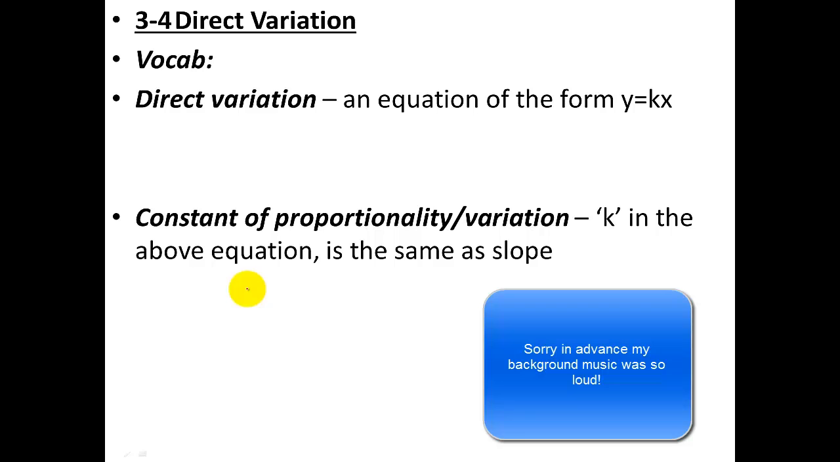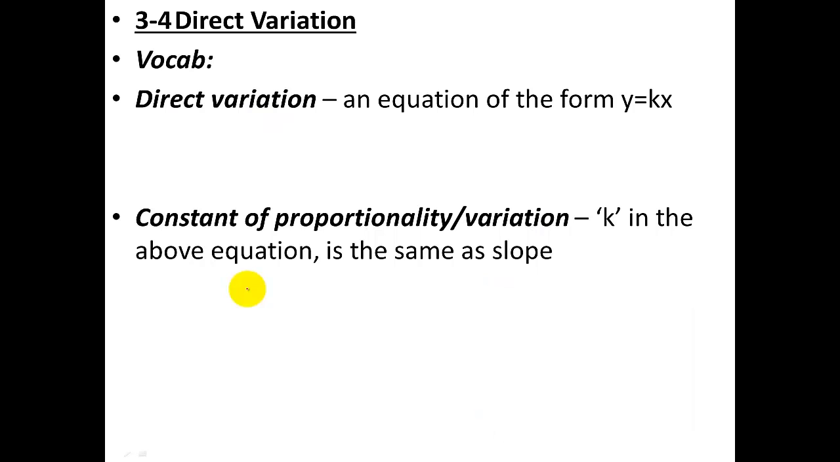This is section 3-4, direct variation. There's a couple vocab words here for a new equation, but it's not really a new idea. It's a kind of a variation of linear equations. So go ahead and copy this vocab word down. A direct variation is any equation of the form y equals kx.